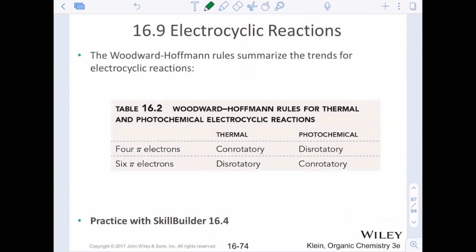All right, so here are the Woodward-Hoffmann rules to summarize that trend for electrocyclic reactions. You can, of course, use this, and we'll talk more in depth about them in class.